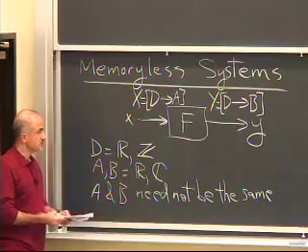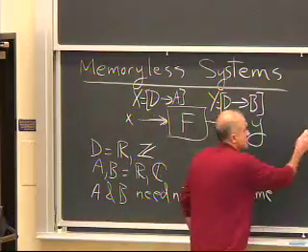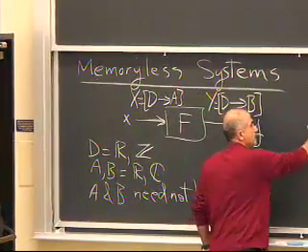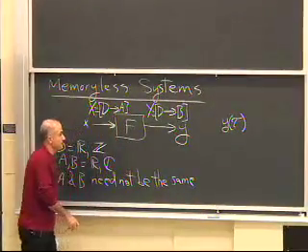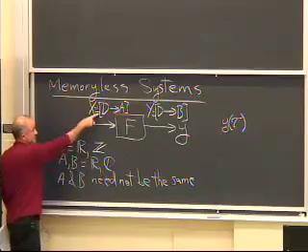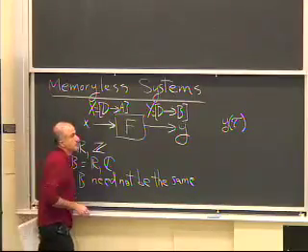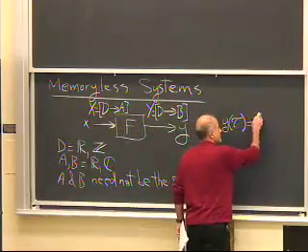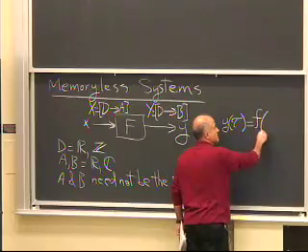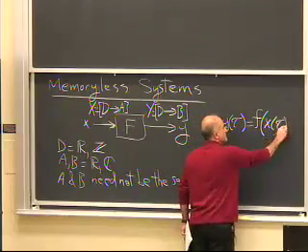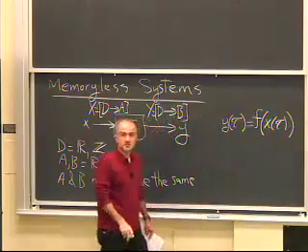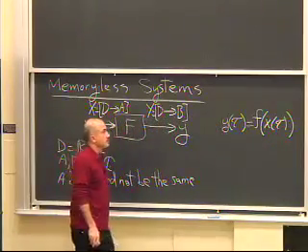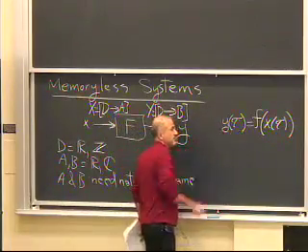And we define memoryless systems as systems where, when you look at y as a function of time, where tau is in D, you can find a function f such that f, as a function of the input at that exact instant, produces the value of the output at that instant.